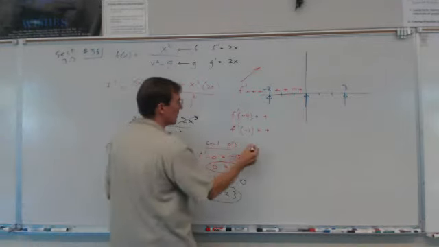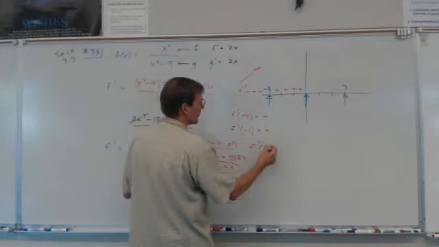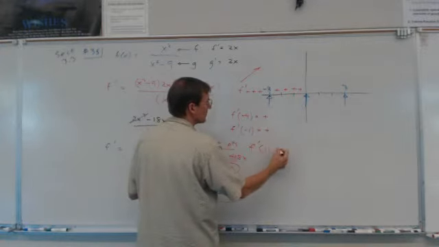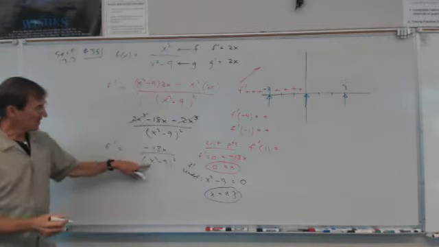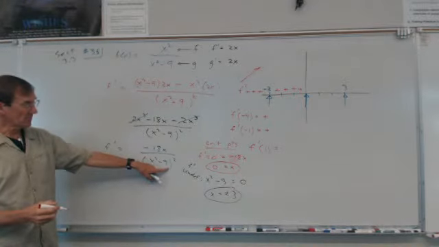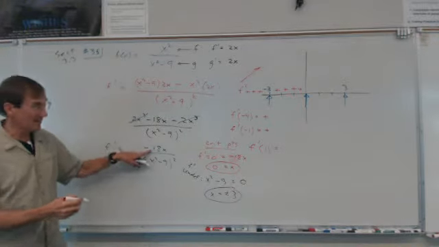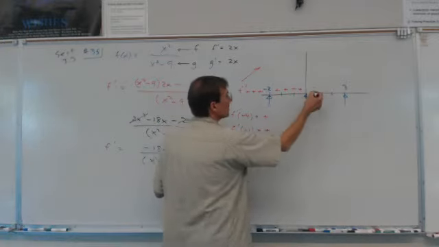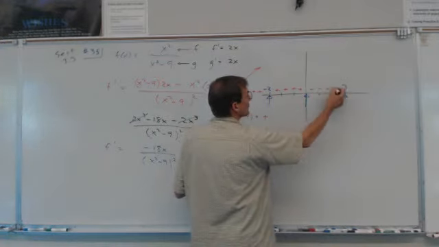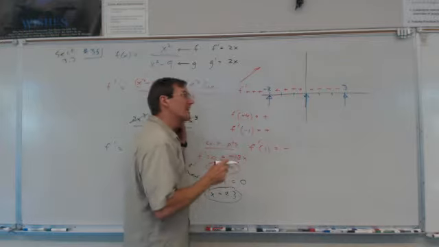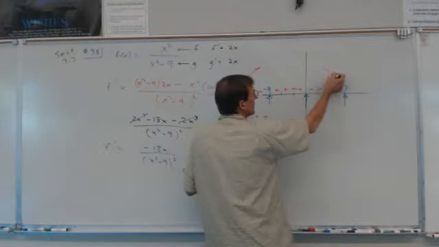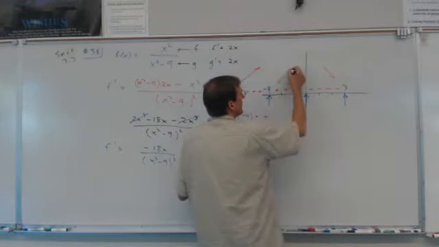Let's see what's going on at f prime when x is equal to +1. You can see that the denominator will be positive because it's squared. The numerator will be negative now. So here the numerator, or the first derivative, is going to be negative. So the function is going down at this point. At this point it's going up.